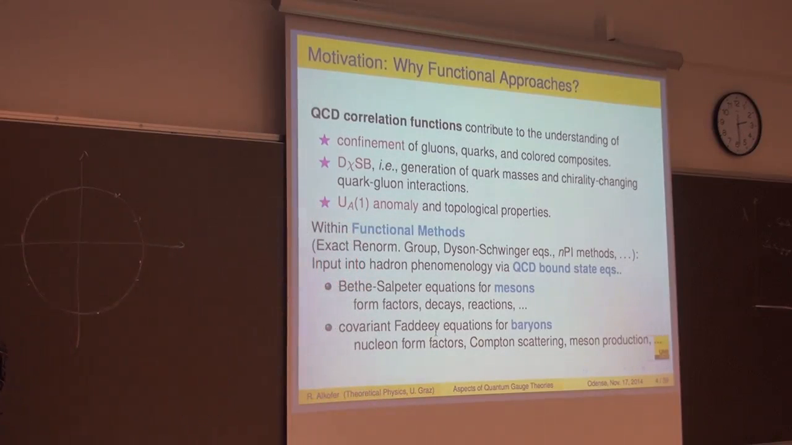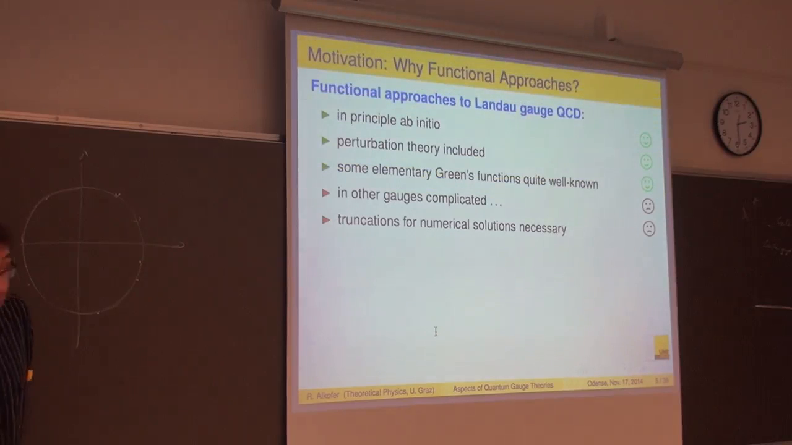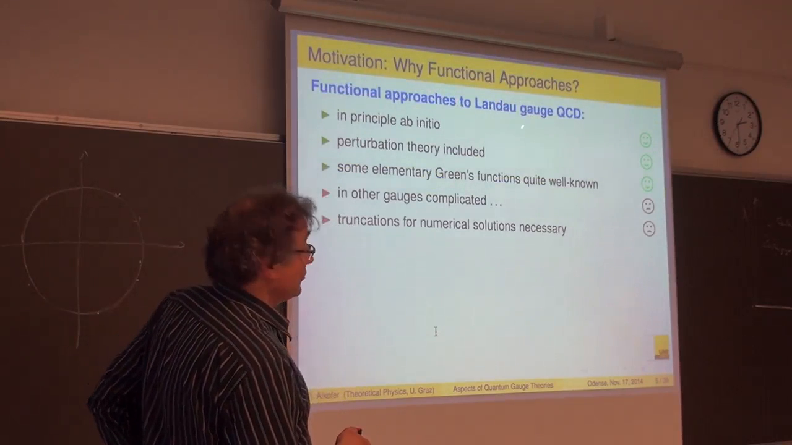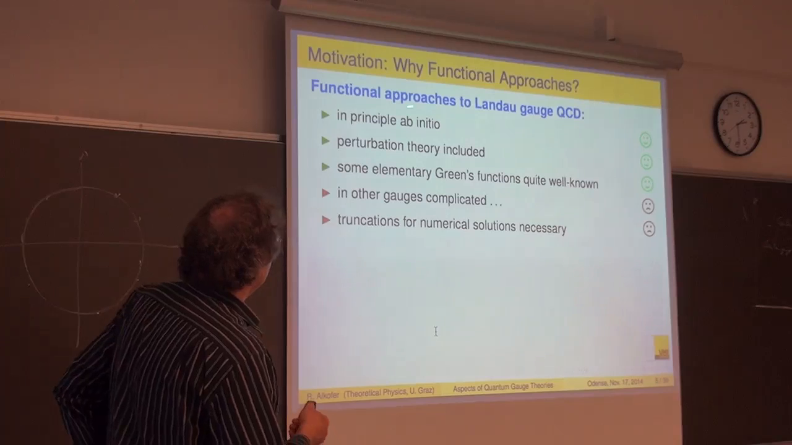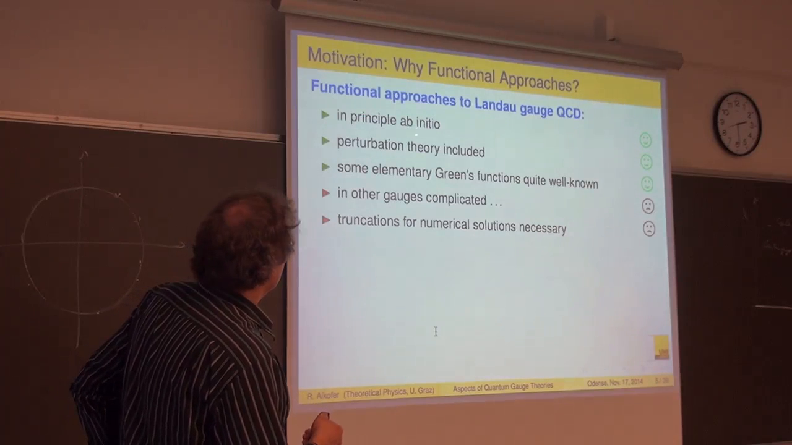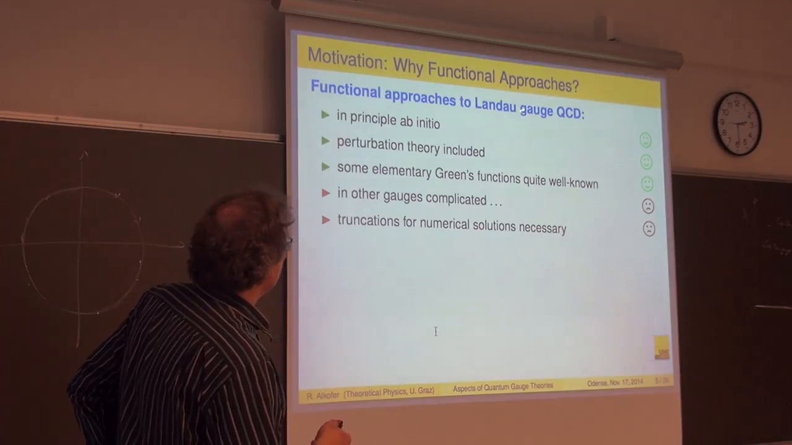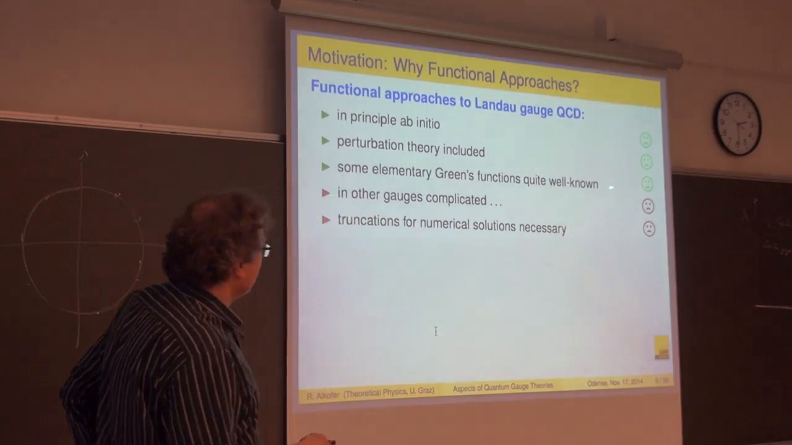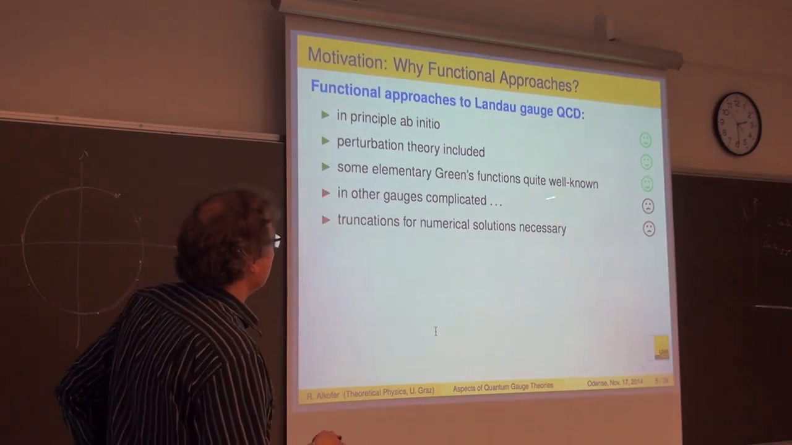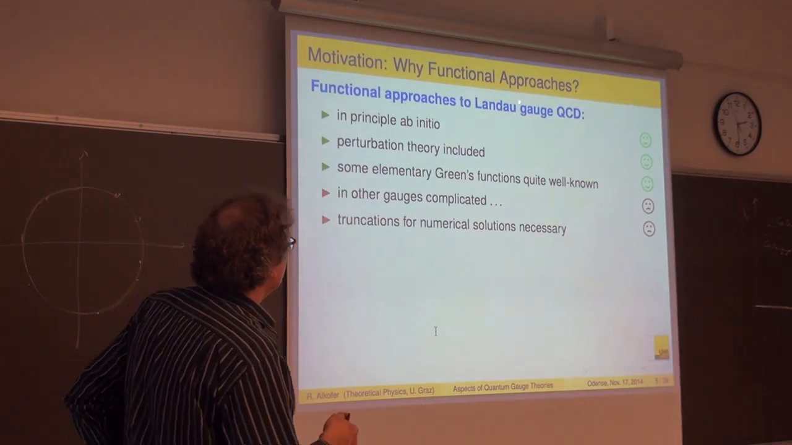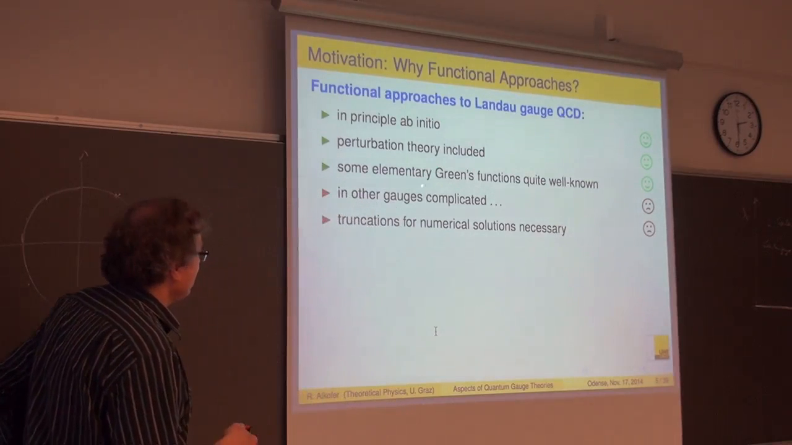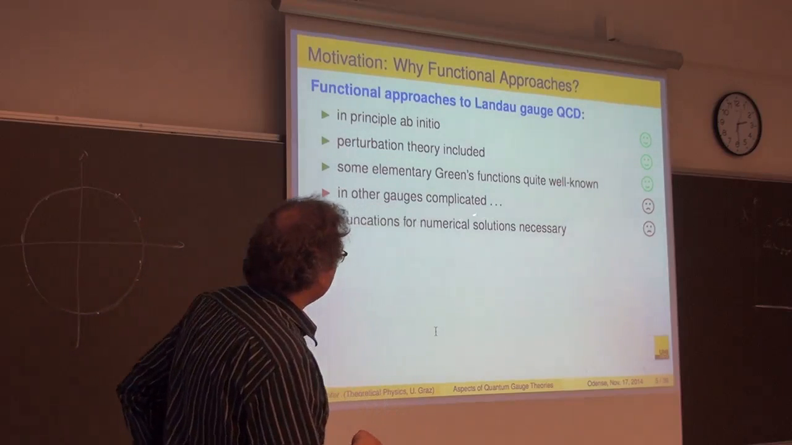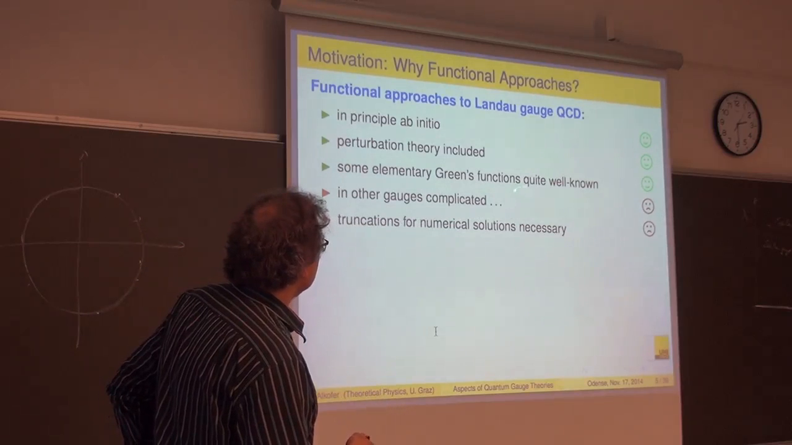And to say where the whole thing is standing: this functional approach is practically done only in Landau gauge QCD. I will make a remark immediately on why. It's in principle an ab initio approach. Perturbation theory is included by construction, and by now we have a very good handle on some elementary Green's functions. So we really work on a solid basis now. Beyond Landau gauge, things can get very nasty and complicated. And of course, the most severe drawback is that we always have these truncations for numerical solutions.